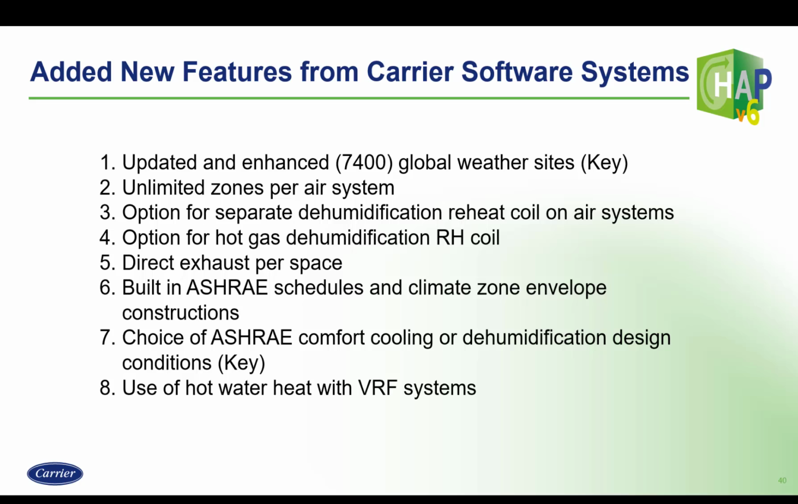We already discussed the list of HAP version 6 applications resulting from the use of heat balance, and also the list of new features resulting from HAP 6 integration with EnergyPlus. So lastly, here's a list of new features from Carrier Software Systems. Numbers 1 and 7 we already discussed earlier as key new features. Number 2, unlimited zones per air system, is a great addition, as are numbers 3 and 4, reheat coil modeling, and also number 5, direct exhaust at the space level.